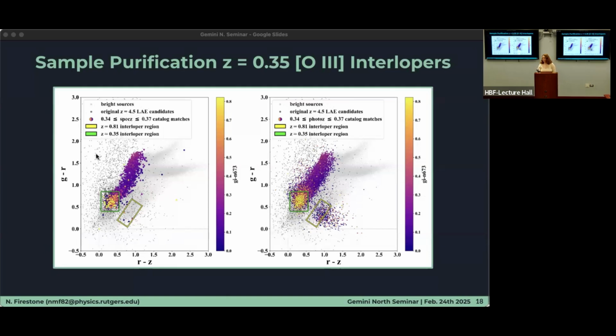So you talked about fitting SEDs. How many data points do you need to fit an SED?